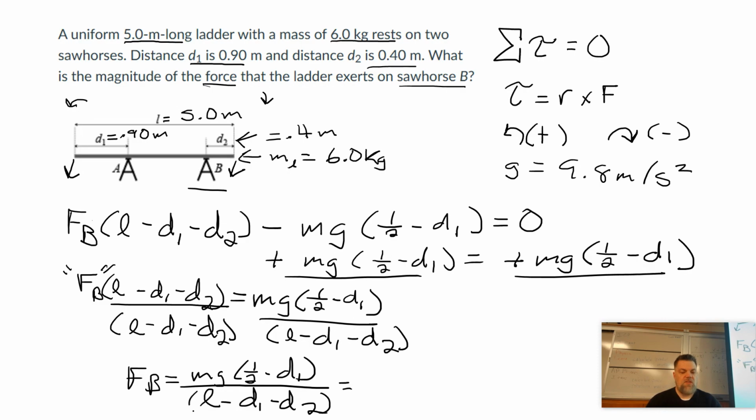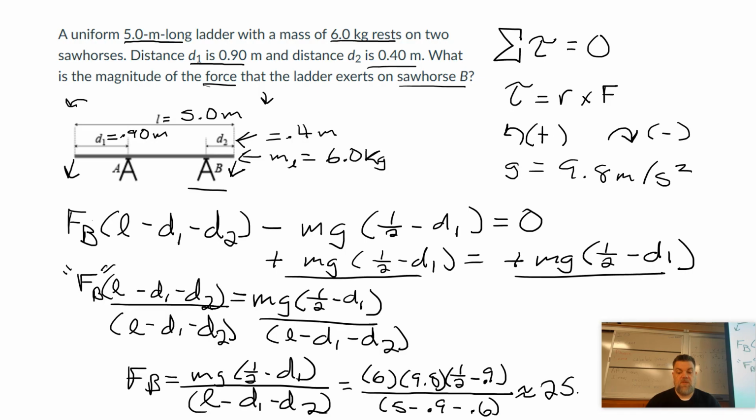And when I plug the numbers in, I'm going to get 6 times 9.8 times 1/2 minus D1, which is 0.9, all over 5 minus 0.9 minus 0.6. And when you plug that in a calculator, it ends up being about 25.4 newtons.